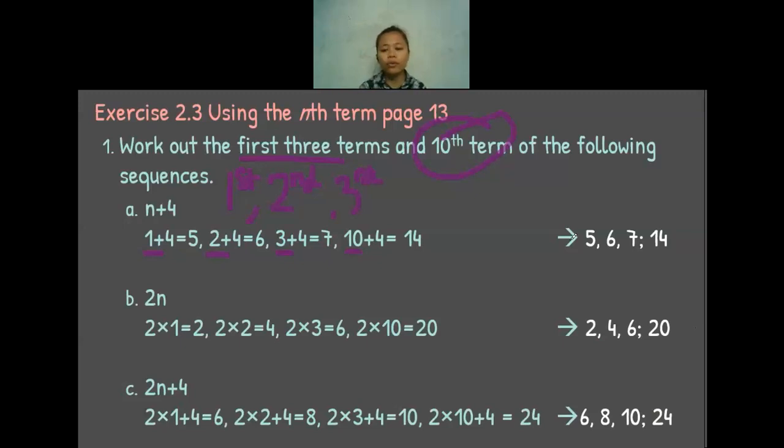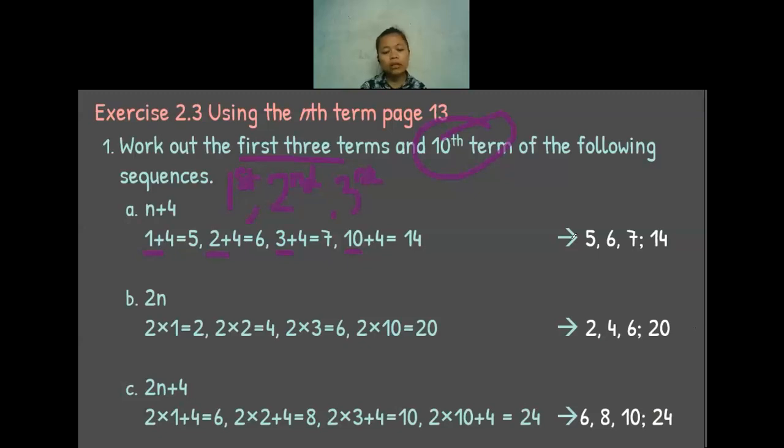Is there anyone who gets confused? No confusion? Okay. If you have no confusion, I will move to question 1B. For question 1B, we have 2n. 2n means 2 times n. So later the letter n, we will be replacing with number 1, 2, 3, and 10. So it will be 2 times 1, 2 times 2, 2 times 3, and the last one is 2 times 10. You can calculate them. So we will be having 2, 4, 6, and also 20.